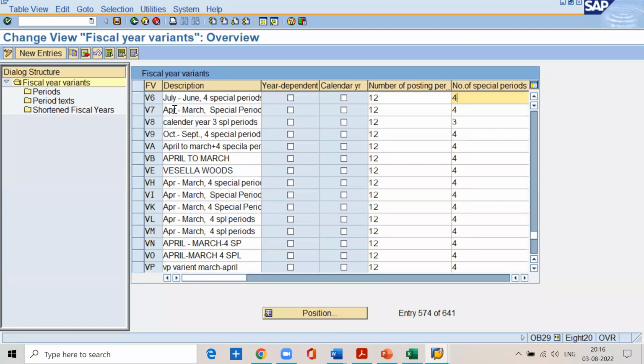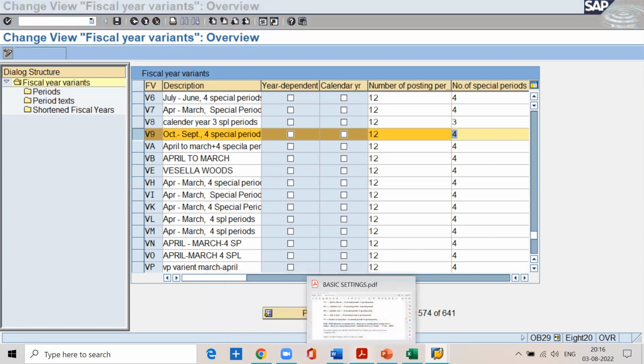V6, July to June, 12 normal periods and 4 special periods. Then V9, October to September, 12 normal periods and 4 special periods, right? So already all the fiscal year variants are available, so you need not do anything. In case you don't find the fiscal year variant you want, then we can define them. How to define our own fiscal year variant, I will explain after some classes, right?